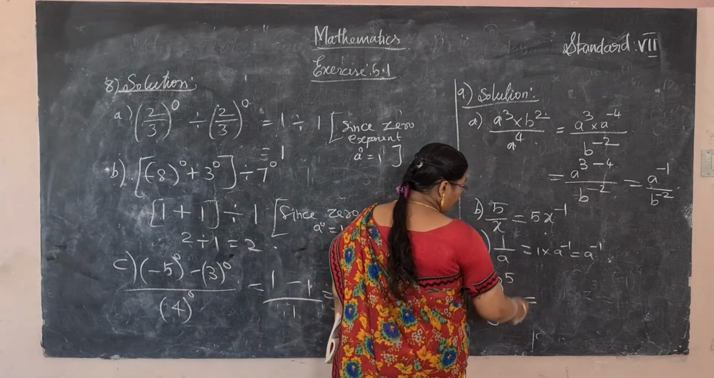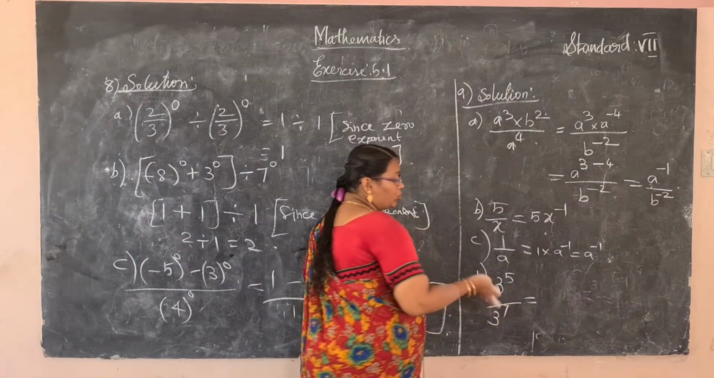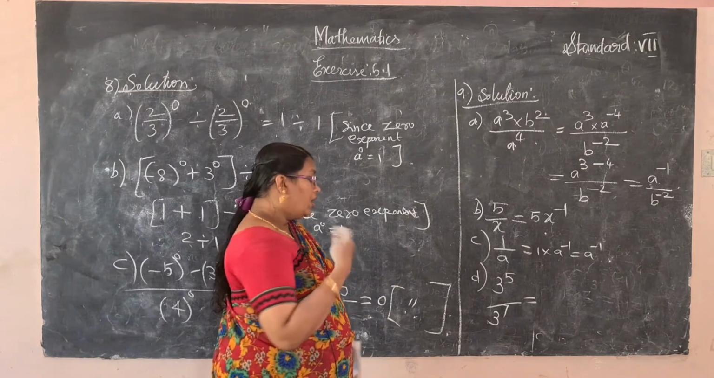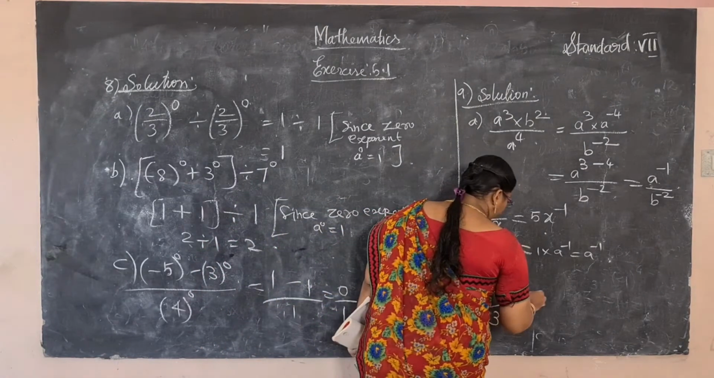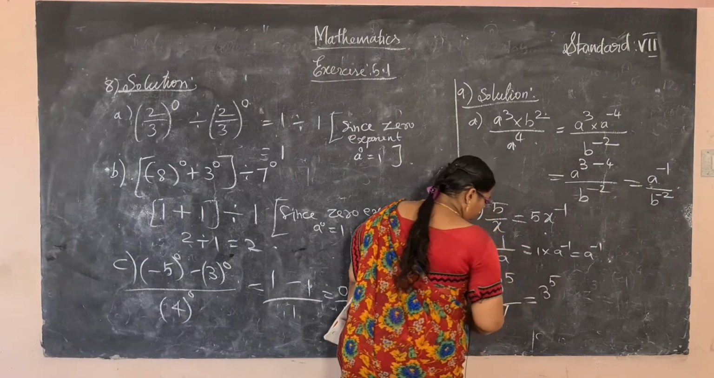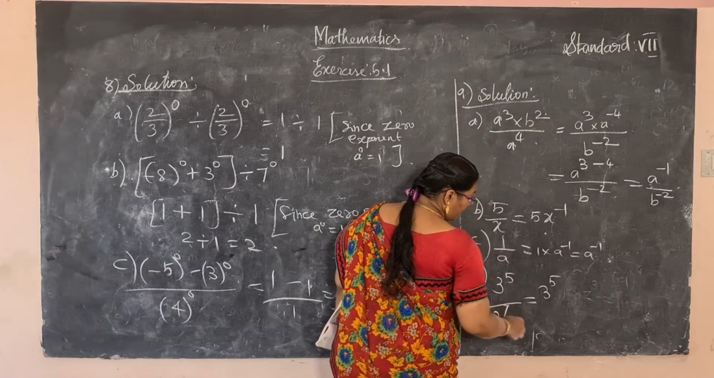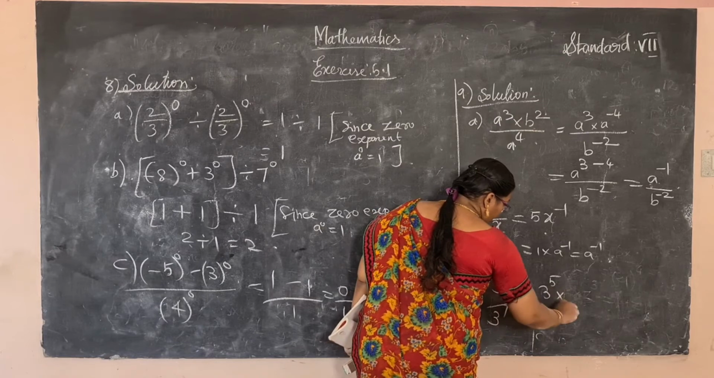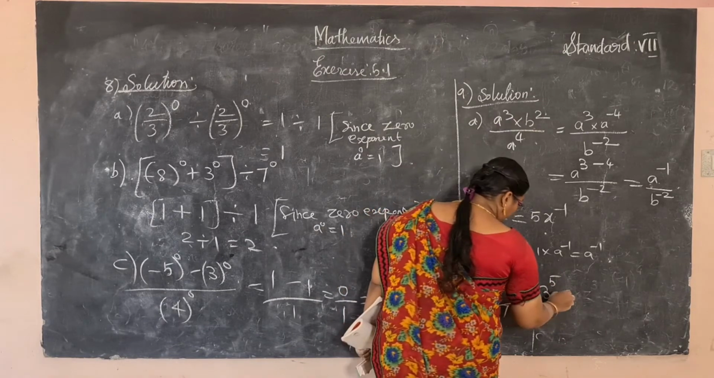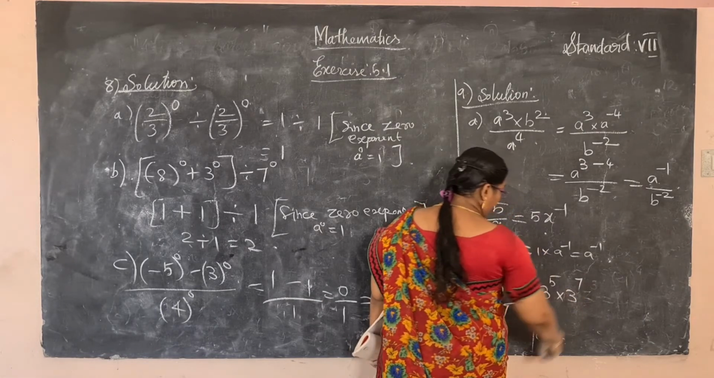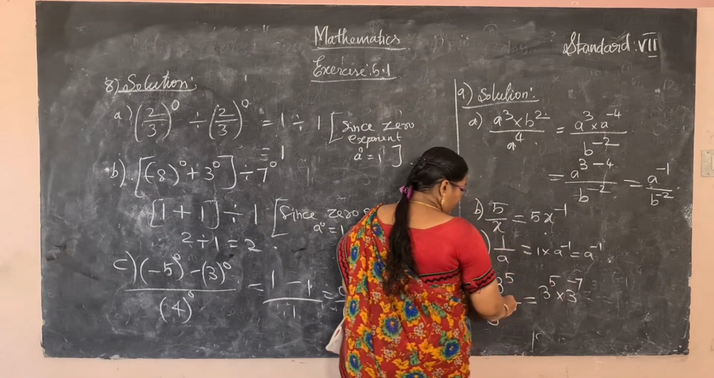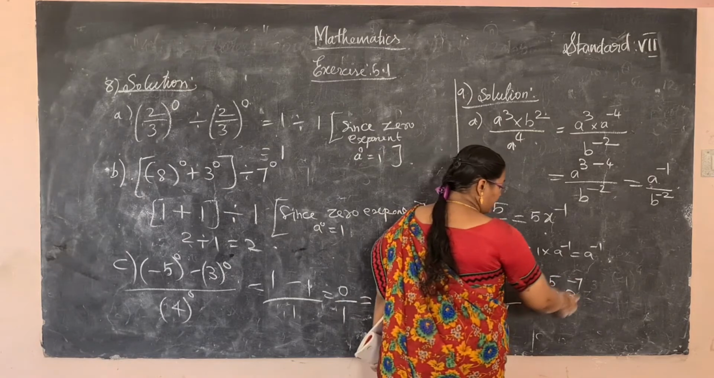And D problem, 3 power 5 by 3 power 7. Both have positive exponents. So the denominator moves to the numerator, we get the negative. The numerator moving to the denominator, we get the negative values. See 3 power 5. Here the denominator value was 3 power 7. So the division moves to the numerator as multiplication. So the product of the base 3 power 5 plus 7 moves to the numerator as minus 7.